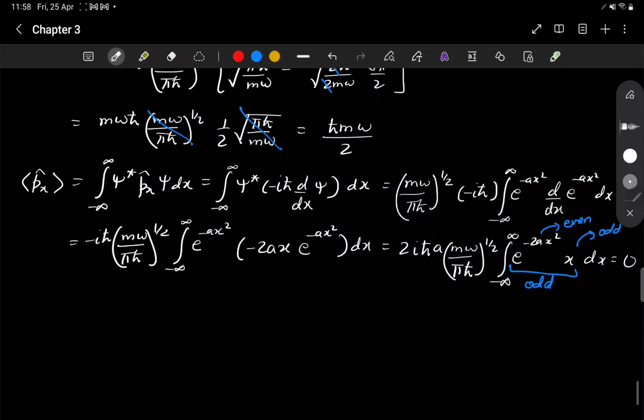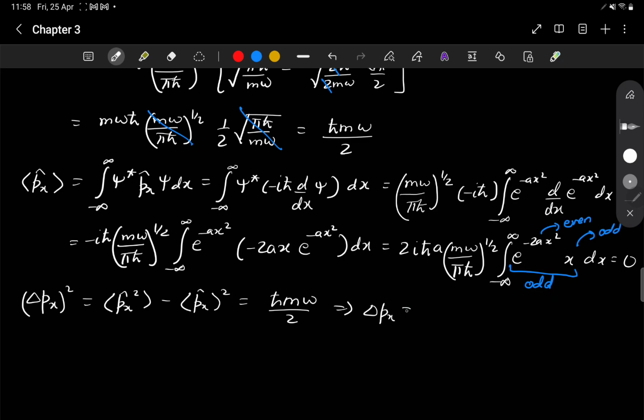So this then gives me the variance of the momentum operator as the following. The second term is simply 0, so only the first term survives. So uncertainty in the momentum operator is square root h cross m omega over 2.